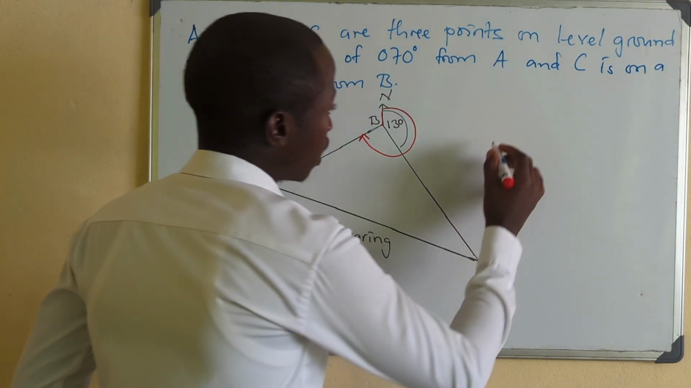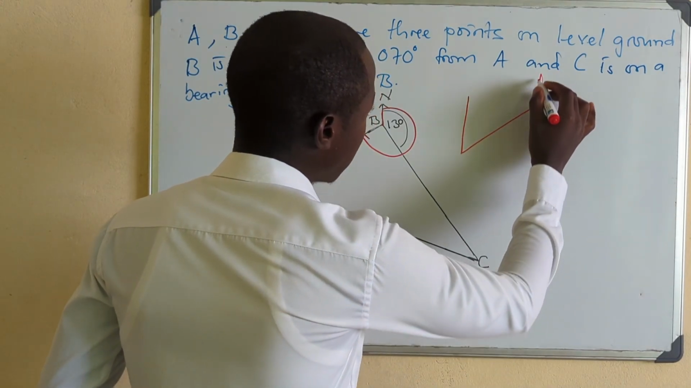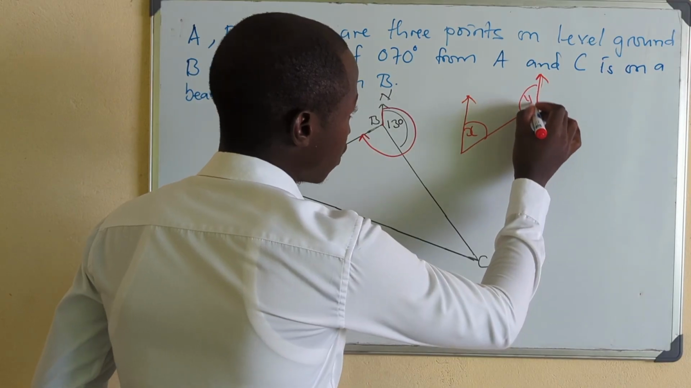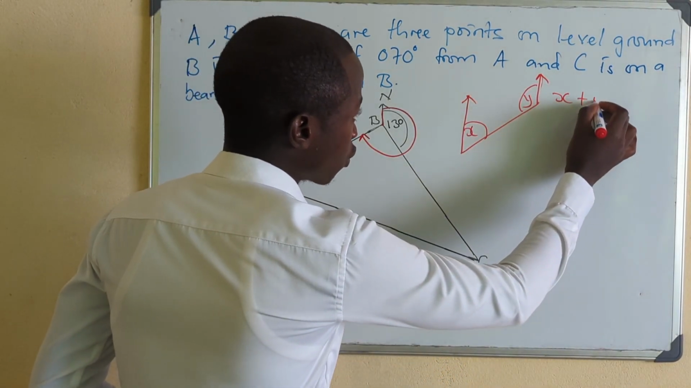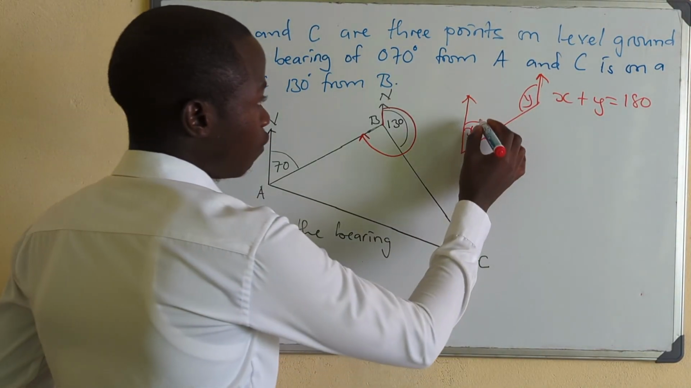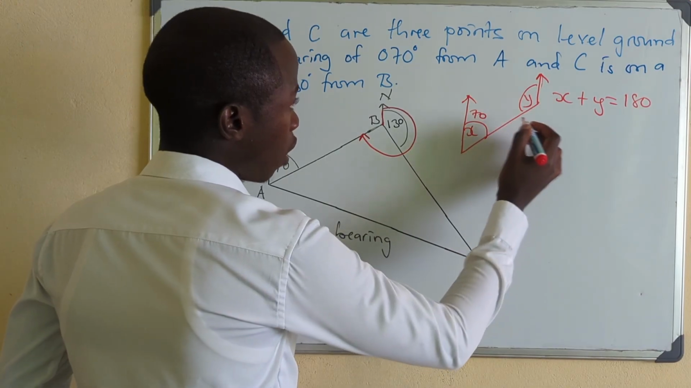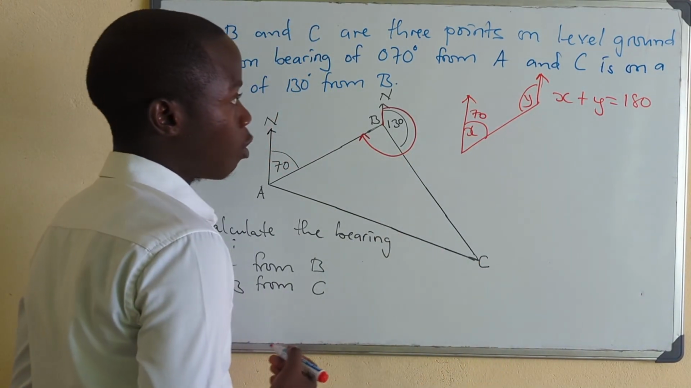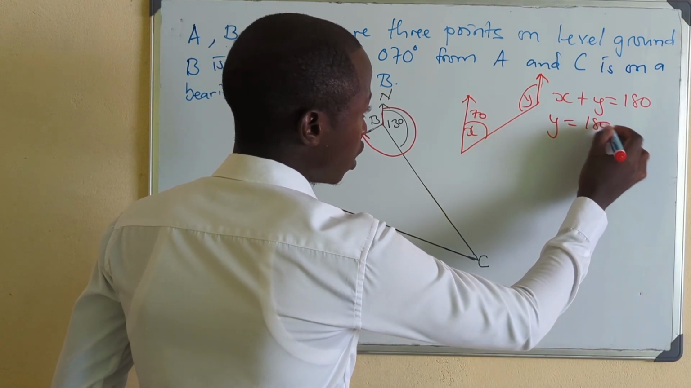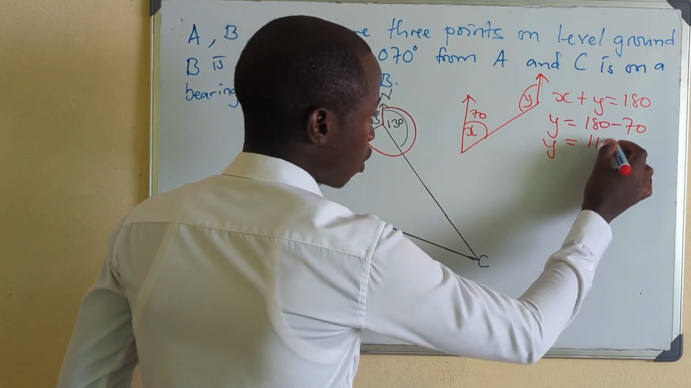What we need to understand under bearing is that angles arranged in this format, if this is X and this is Y, X plus Y must give us 180. So if this is 70, to know angle Y, we just subtract it from 180. So Y is equal to 180 minus 70, and this gives us 110.